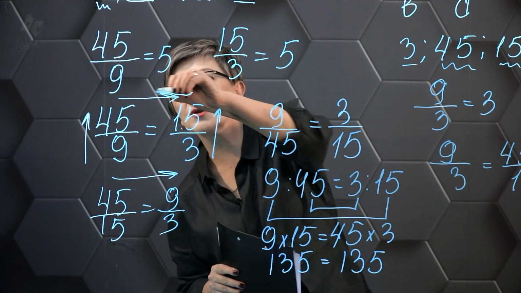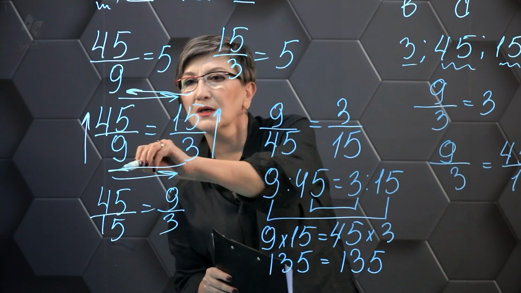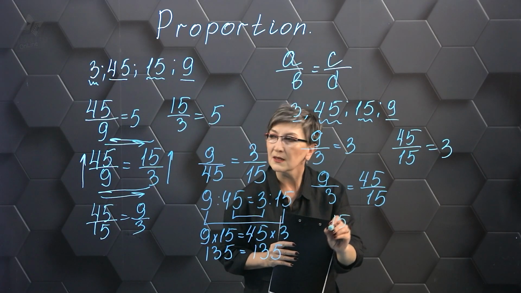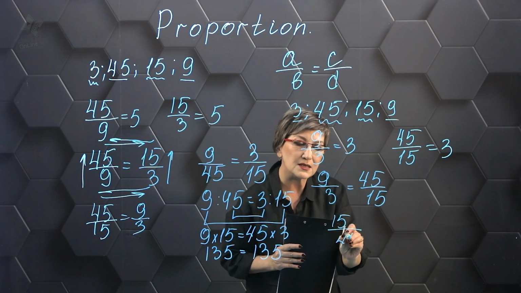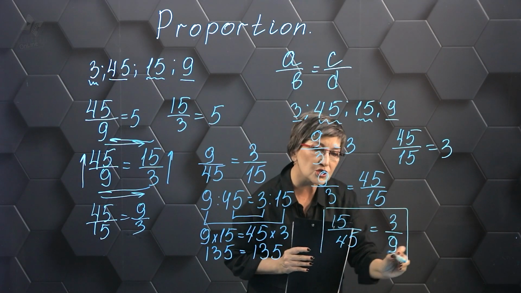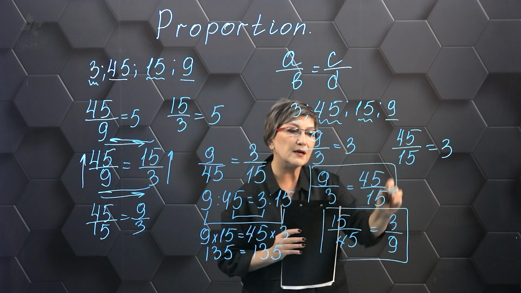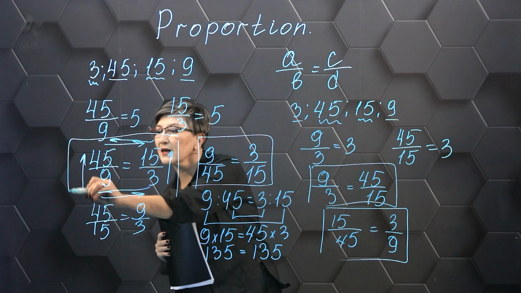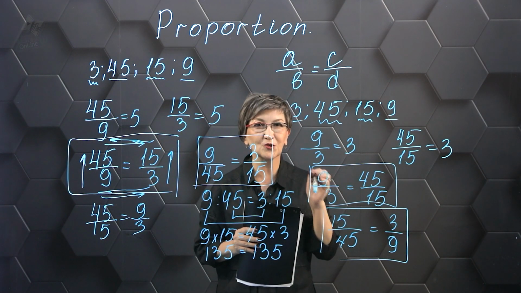If I go this way, then I get 15 divided by 45 equals 3 divided by 9. That would also be a proportion. Let's label these variations of our proportion that we made from the four numbers.